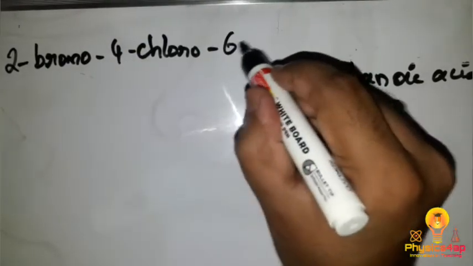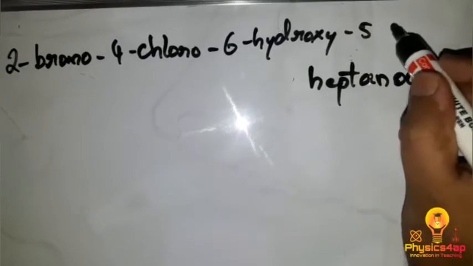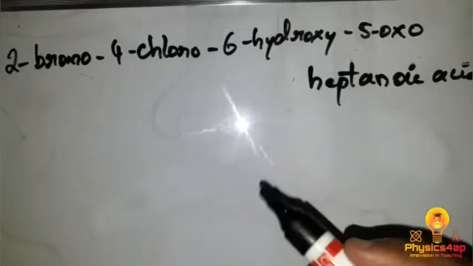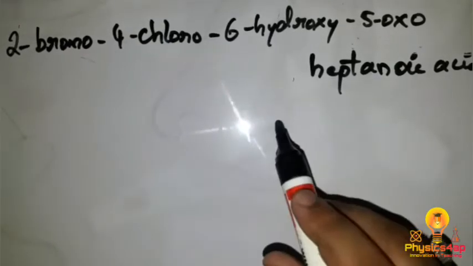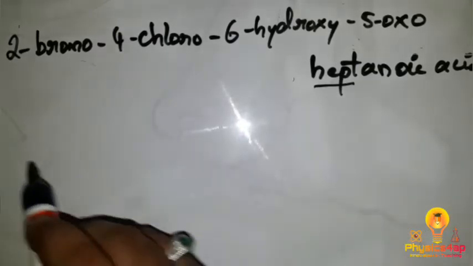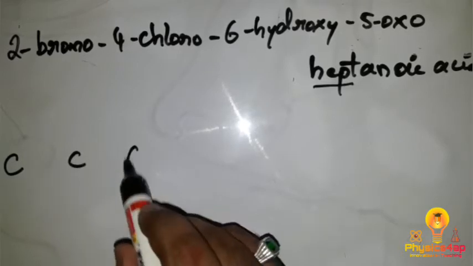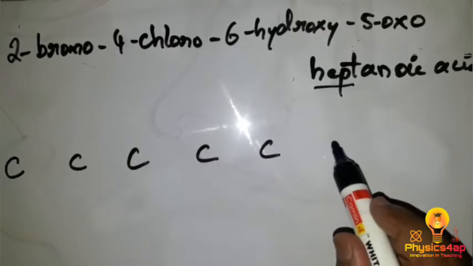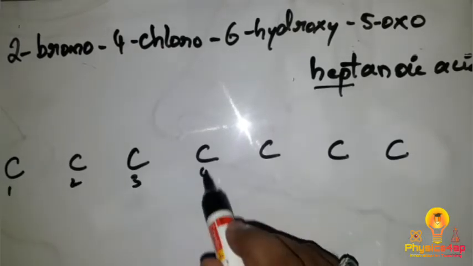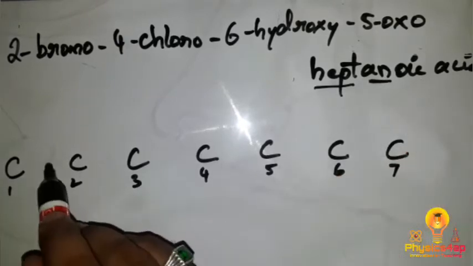So 4-chloro, 6-hydroxy and 5-oxo heptanoic acid. Now let's see how the structure will come. Hept is nothing but 7 carbons, so let us draw the 7 carbons: 1 2 3 4 5 6 and 7. So we have 7 carbons here, and "ane" means all are single bonds.